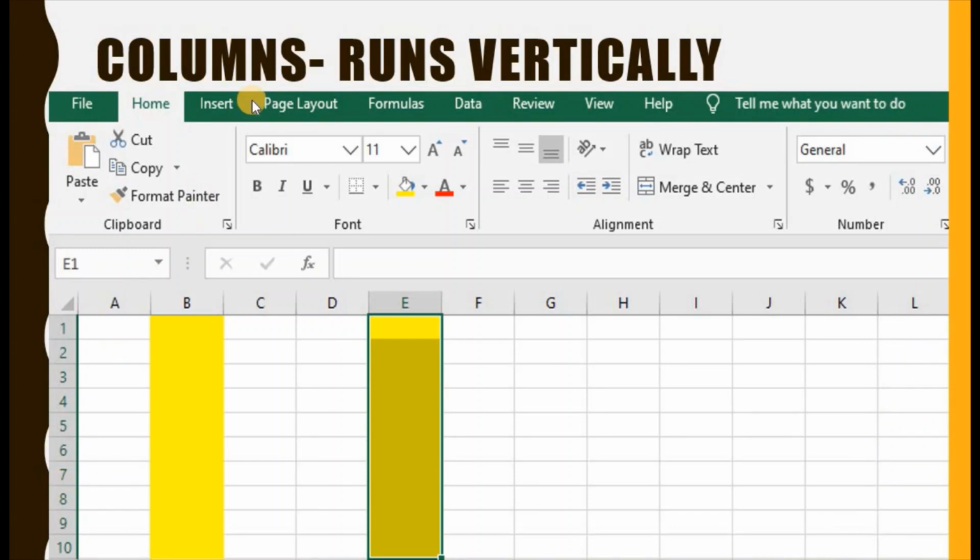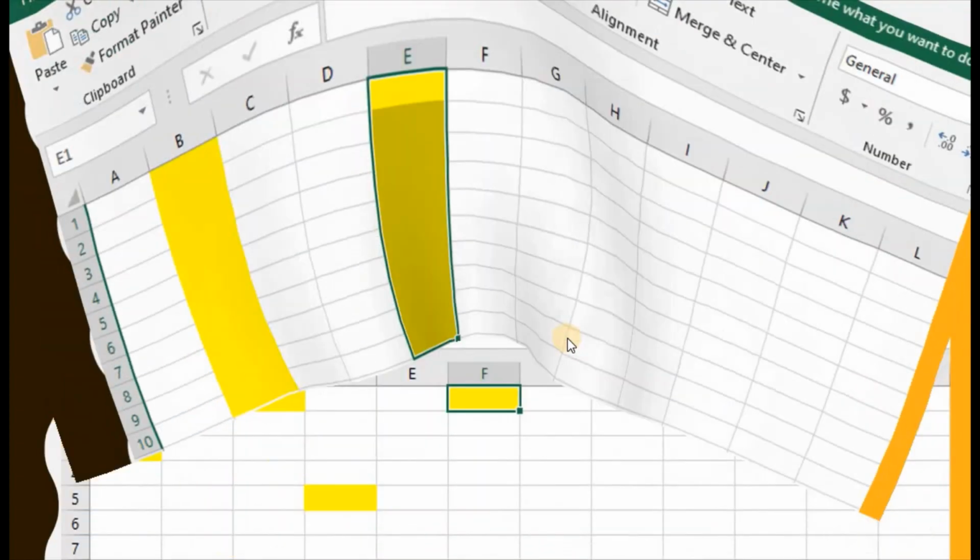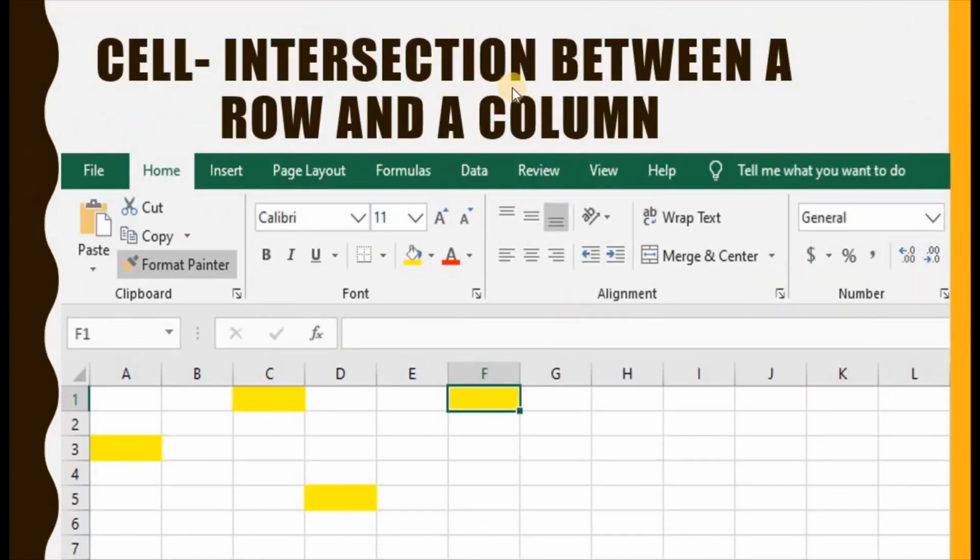Now, column is another term that we will come across in Excel, or spreadsheet rather, and the column runs vertically, meaning that it moves from top to bottom. A column is represented by letters. So in this example, the two highlighted columns are column B and column E. A third term is a cell. A cell is the intersection between a row and a column. In other words, this is where our row and our column meets.